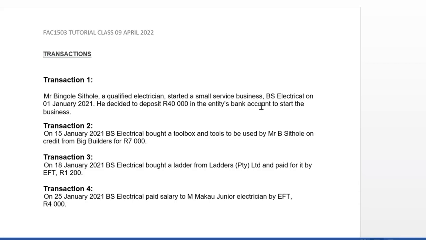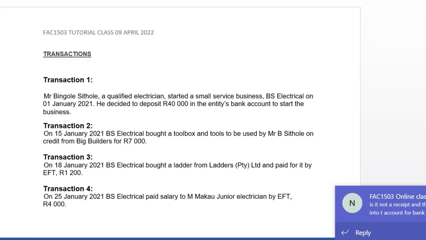This is the exercise that I made for you for this class so that you can understand the basic principles. Silindile, the question I was asking, I'm going to just repeat it. In this exercise you as a student are in a position as a bookkeeper for BS Electrical. I'm reading from transaction one. Mr. Bongile Sithole, a qualified electrician, started a small service business, BS Electrical. So you are the bookkeeper of BS Electrical.